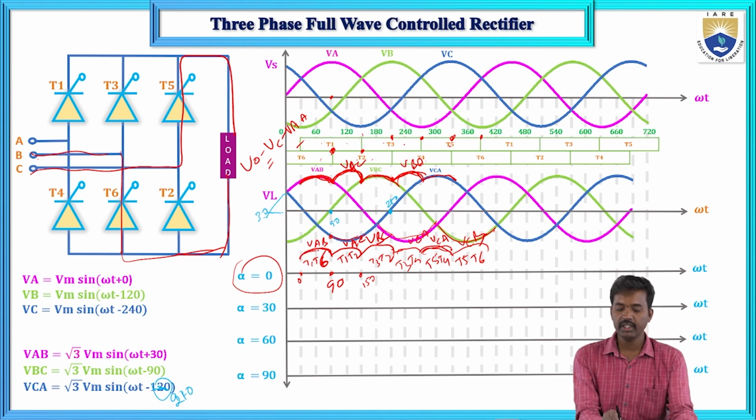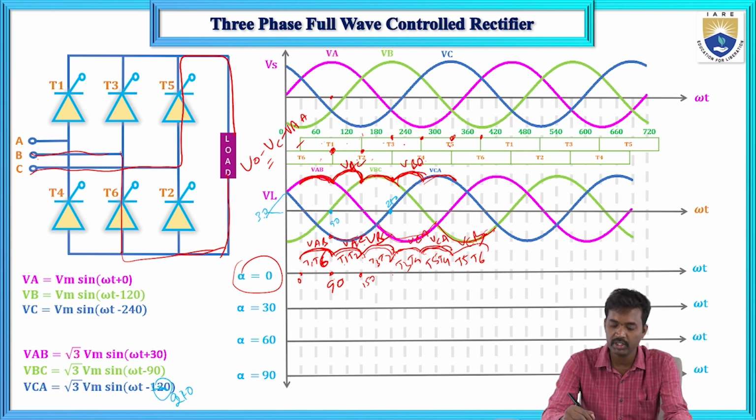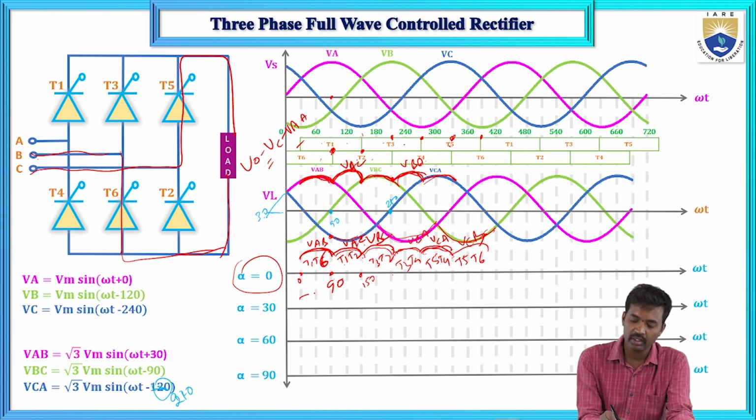So from 0 to 90, T1 and T6 will conduct, that is VAB. From 90 to 150, T1 and T2 will conduct, that is VAC. From 150 to 210, T3 and T2 will conduct, that is VBC. T3 and T4 will conduct from 210 to 270, that is VBA. T5 and T4 will conduct from 270 to 330, that is VCA. Between 330 to 390, T5 and T6 thyristors will conduct, that is VCB. This is the output waveform for 0 to 30 degrees.